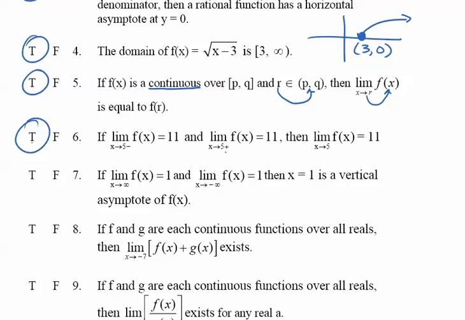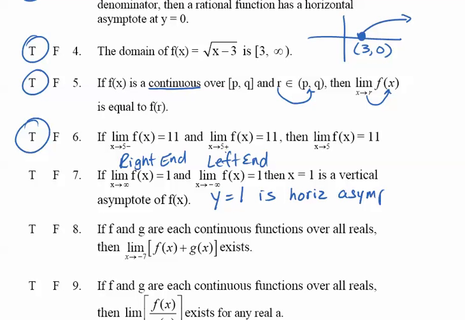Number 7, if the limit as x approaches infinity is 1, that would be the right end behavior of the graph. And the limit as x approaches negative infinity is also 1. That would be the left end behavior. Then x equals 1 is a vertical asymptote. No, I believe this is telling us that y equals 1 is a horizontal asymptote. So that would be false.